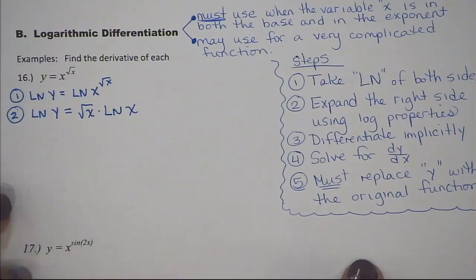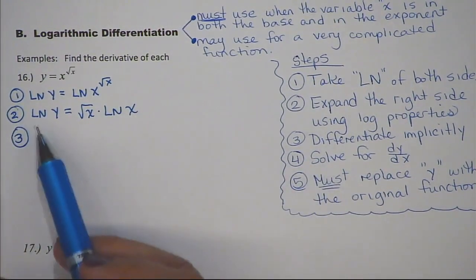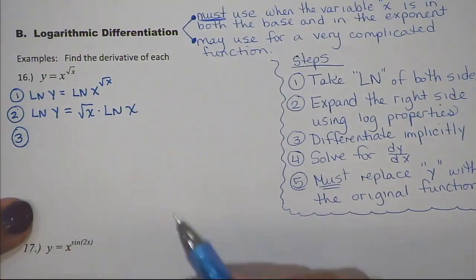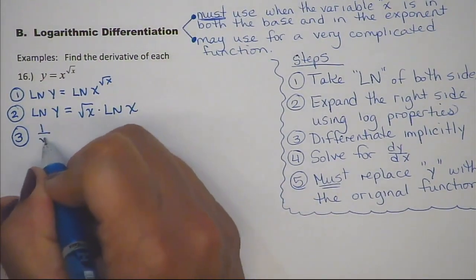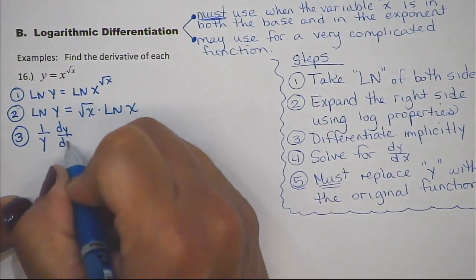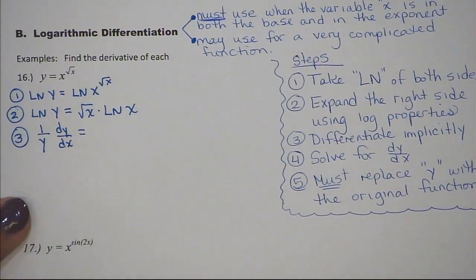Step 3 is to differentiate implicitly. So we have the natural log of y instead of the natural log of x. So the derivative of natural log of y is 1 over y. But since it's not an x term, dy dx. All right? So anytime we don't take the derivative of an x term, we've got to tack that on. And on the right side, we're going to do a product rule.